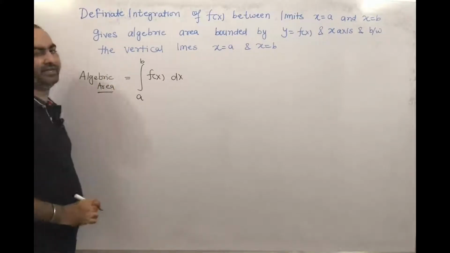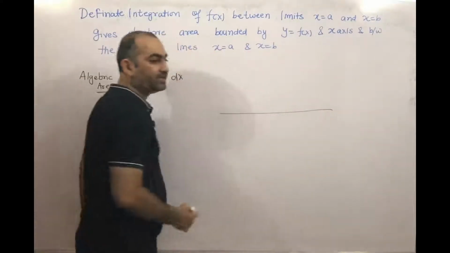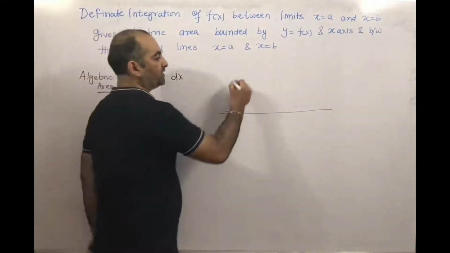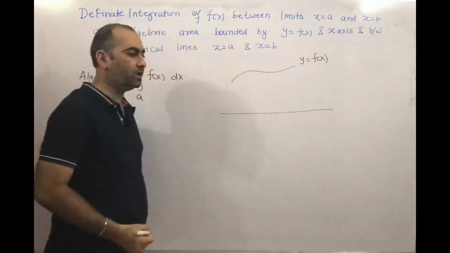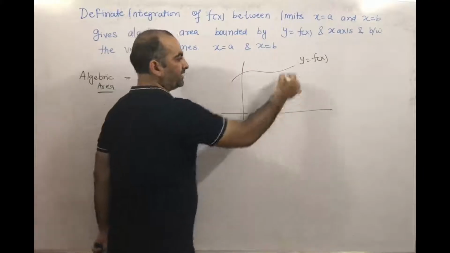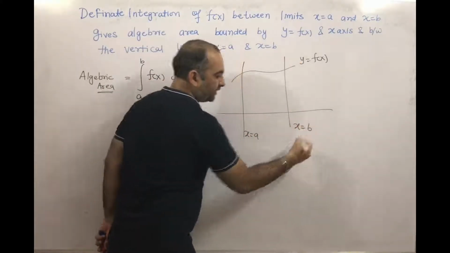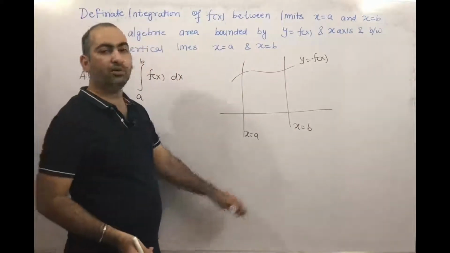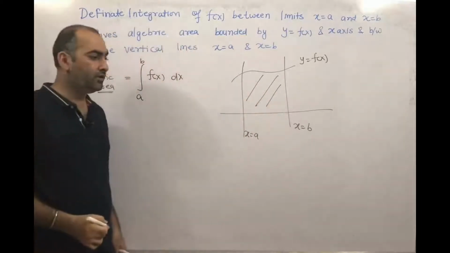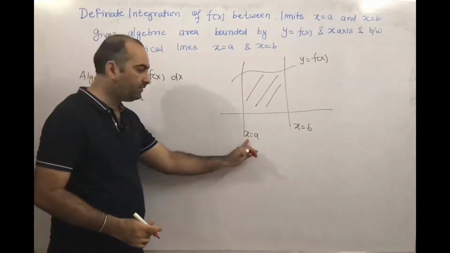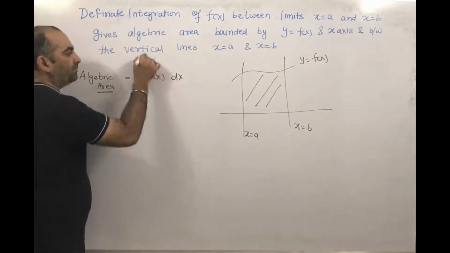Okay, how algebraic area? If the bounded area is above x-axis, suppose this is our y equal to f(x), and here two vertical lines are there, x equal to a is here and x equal to b. If bounded area is above x-axis and limits are taken from left to right, that means a will be the lower limit and b will be the upper limit.